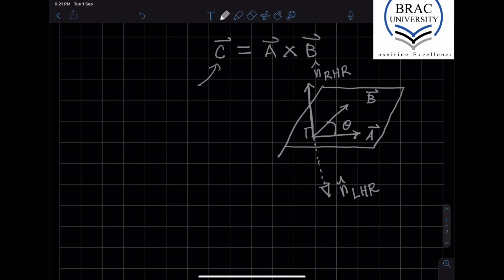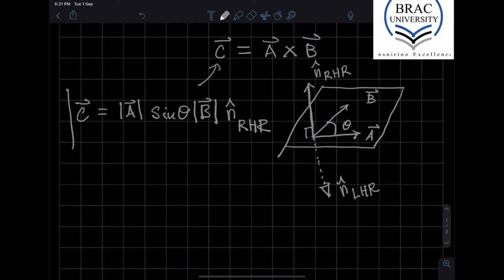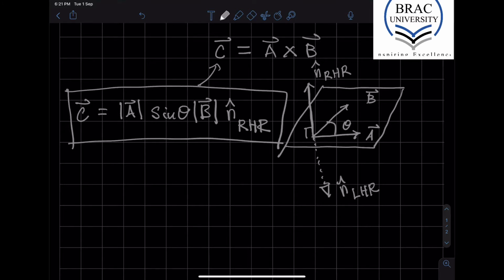So more precisely, C will be given by the magnitude of the vector A, times sine of theta, where theta is the angle between A and B, times the magnitude of the vector B, times the direction n hat, which is a unit vector given by the right-hand rule. So this is explicitly the definition of the cross product. This is what it means. The right-hand side is what this symbol means.